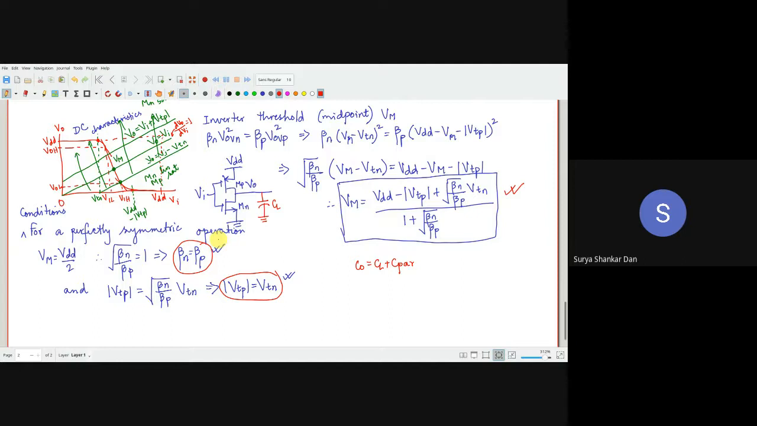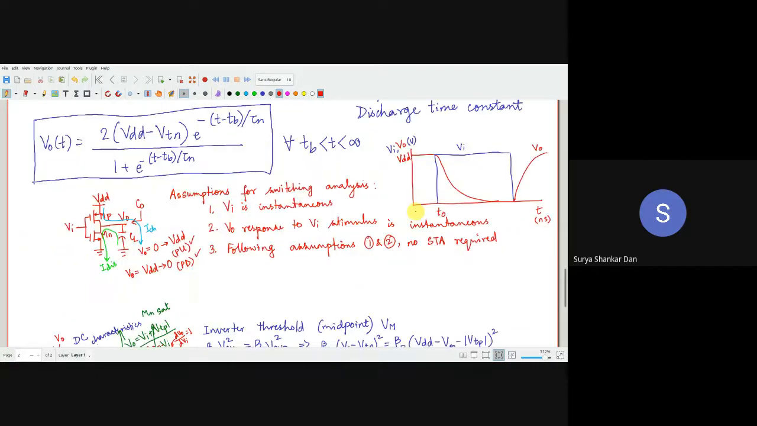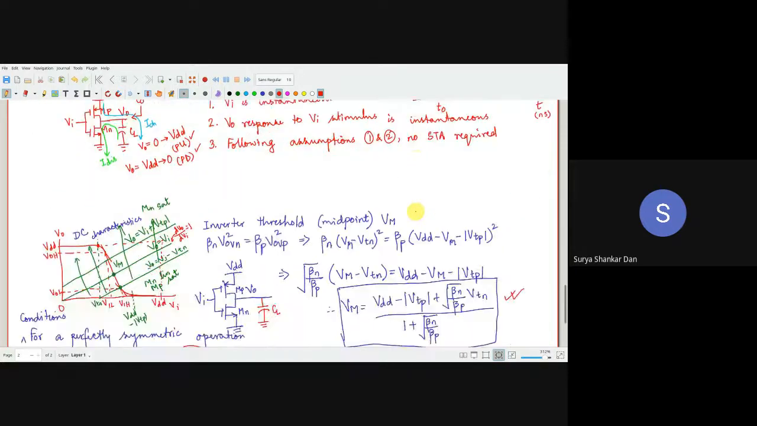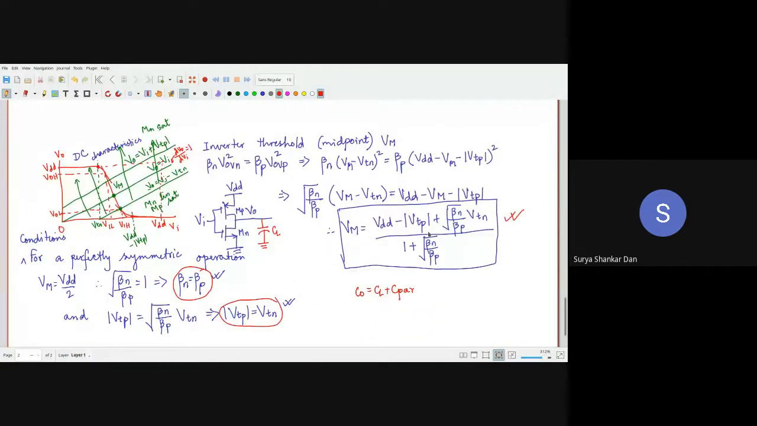In that case, you will notice that if you are putting VDD by 2 over here, then your beta N will not be equal to beta P. It is going to be something different. We will look into those sizing issues when we do the NAND gate later. So that was the first thing that we learned.